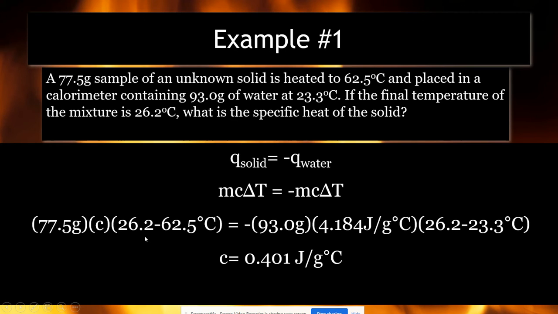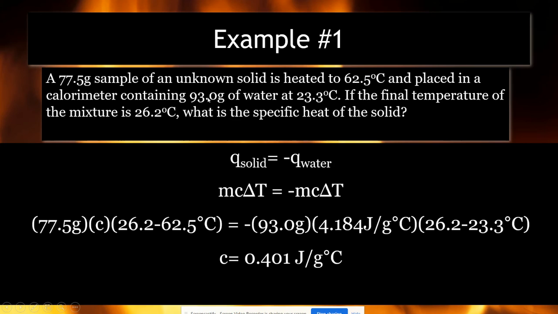Remember, final minus initial. The final temperature of the mixture was 26.2. The initial temperature of the solid was 62.5. That's all the information that we have about the solid. Then we'll bring down our negative. Don't forget the negative. Now we're going to put all the information that we have about the water.